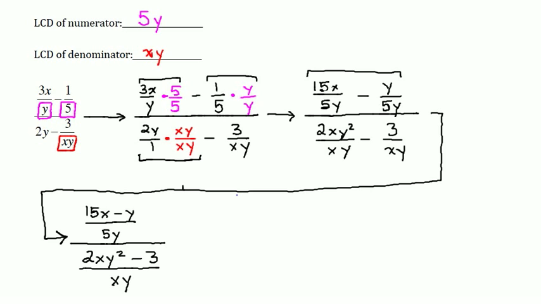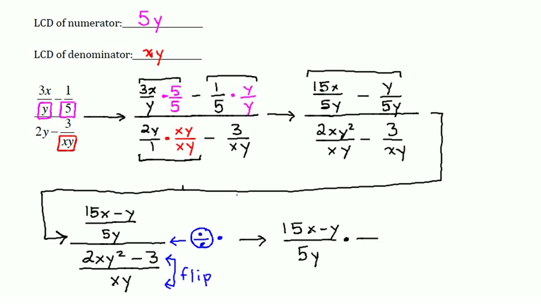At this stage, I now have a quotient of rational expressions, so I can treat this main fraction bar as a division operator, meaning that I will flip over the expression that we are dividing by and change this division to multiplication. This will all happen in one step. So that my next step is 15x minus y over 5y times xy over 2xy squared minus 3.